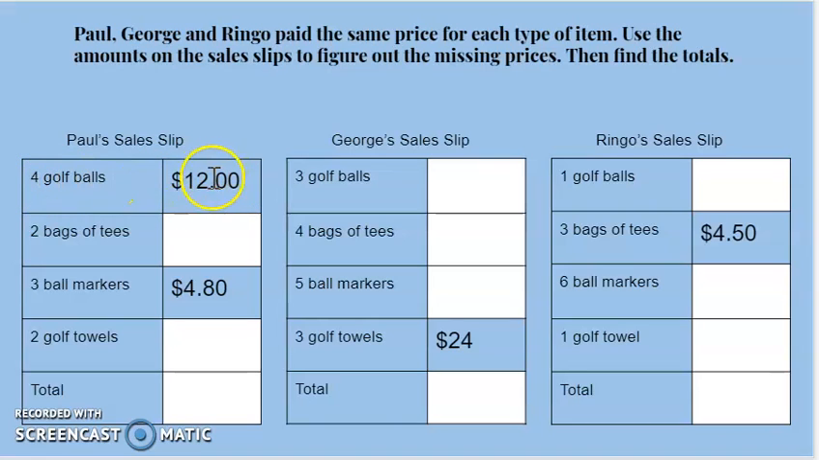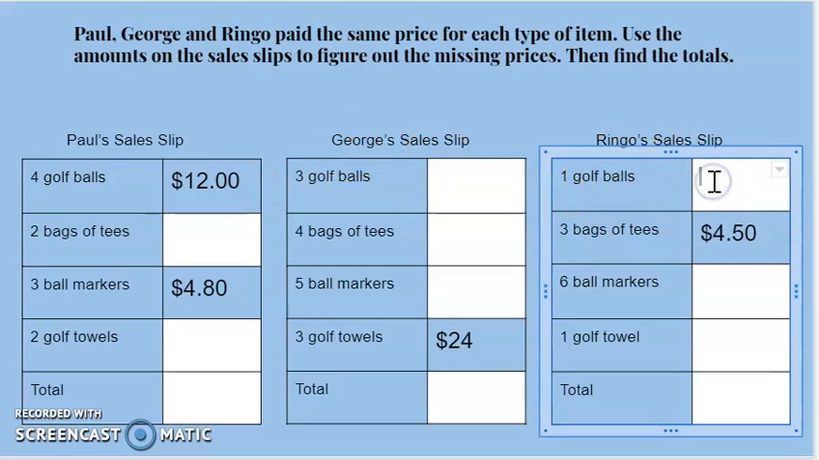So can you figure out what 12 divided by 4 is? Or 4 times what would give us 12? Did you figure that out? So the answer would be 3, right? If you got 4 golf balls and the total price was $12, each one would have to be $3. So looking across here, I see Ringo only bought 1. So in this spot, I'm going to put $3.